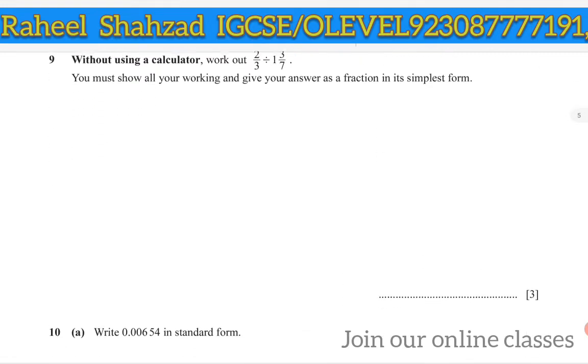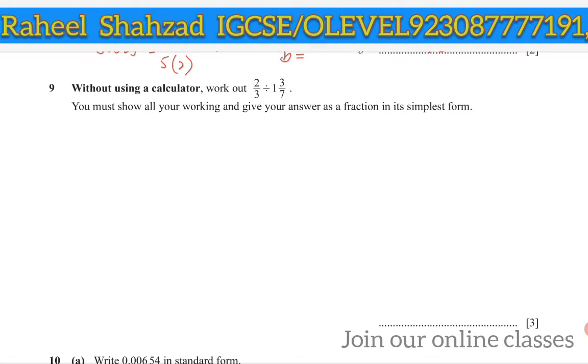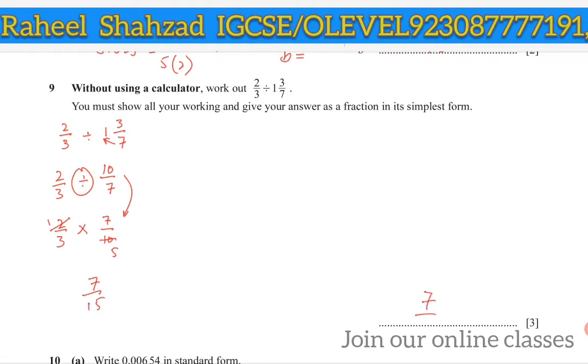Done? Then, without using a calculator, remember when they say without using a calculator, you have to show every step. So it starts from here: 2 by 3 divided by 1 whole 3 by 7. That is 2 by 3 divided by 10 by 7. This is a division sign, so we take the reciprocal of this: 2 by 3 times 7 by 10. Then you can cancel it out by 2. So 7 divided by 15 is my final answer for this.